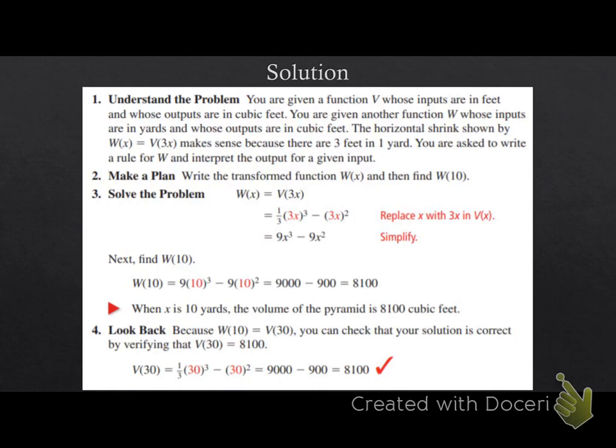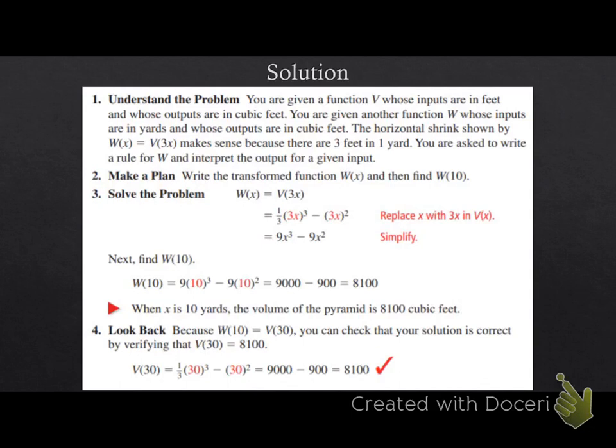You don't have to write this down. This is just written out better than how I wrote it out. So we wrote a rule for w of x, and we got 9x cubed minus 9x squared. Everyone agree with that? And then we found w of 10. So that equals 8,100, just like we found it, right?